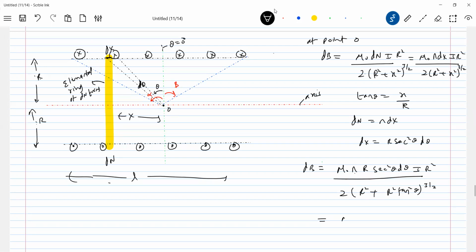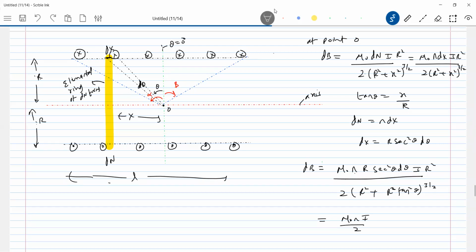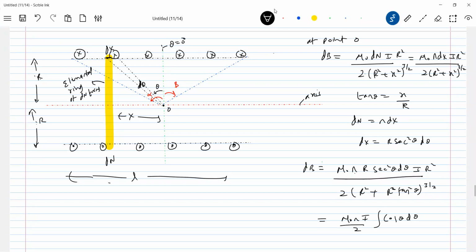Simplifying all, r square here, r cube will get eliminated. Then 1 plus tan square theta will be secant square theta, secant cube. So I'll end up with directly only cos theta d theta. What should be the limit for this? Minus beta to plus alpha.